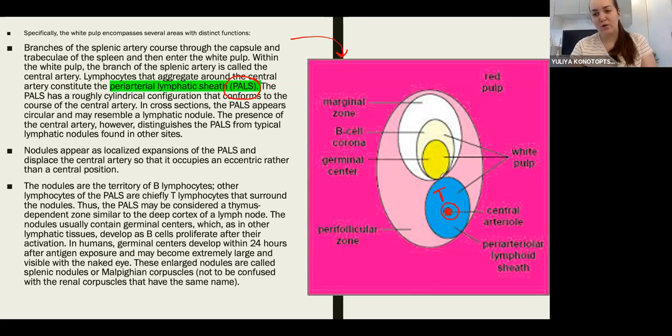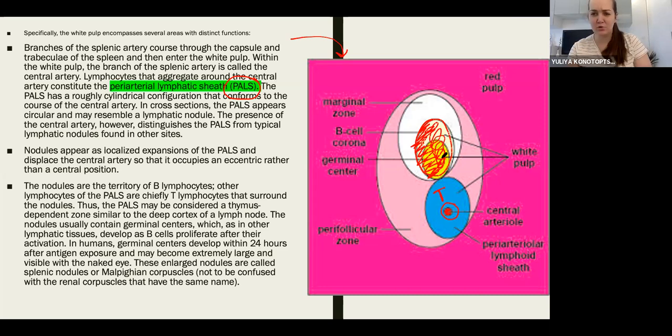Okay, so central arteriole, around it we have the PALS, the T lymphocyte dominant structures. Right next to it you can see a secondary lymphatic nodule. But this picture of the secondary lymphatic nodule is from third year immunology, so it's way too detailed. We're going to modify this picture. The two yellow colors go together, and this is your germinal center.